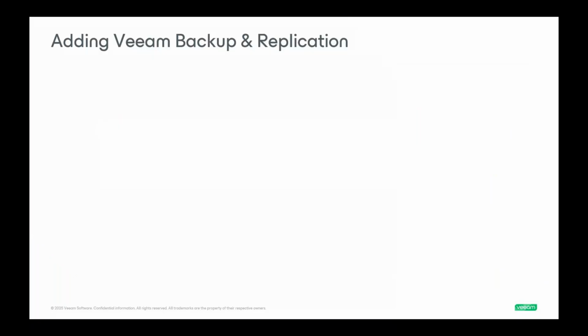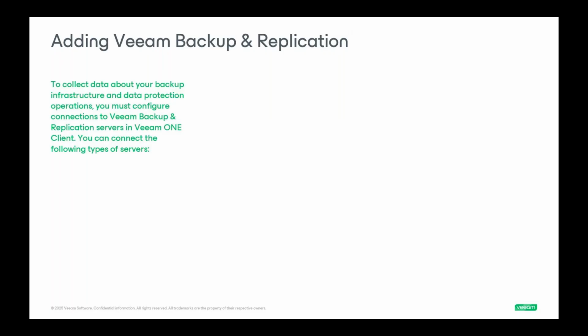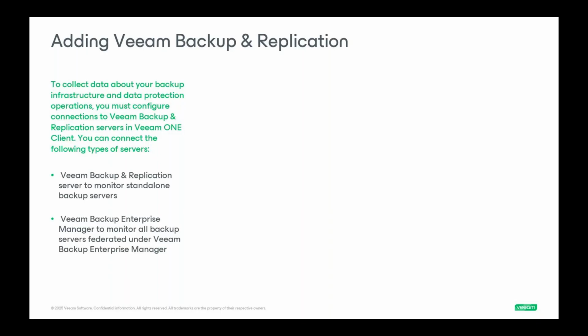So let's jump over to adding a VBR server. To collect data on your backup infrastructure and data protection operations, you're going to need to establish connections with the Veeam ONE client. You can connect two types of servers here. You can connect a VBR server. This is for just monitoring standalone backup servers. But then if you're using Enterprise Manager to monitor multiple servers, you could add the Enterprise Manager and it will bring in all the VBR servers that the Enterprise Manager is currently managing.